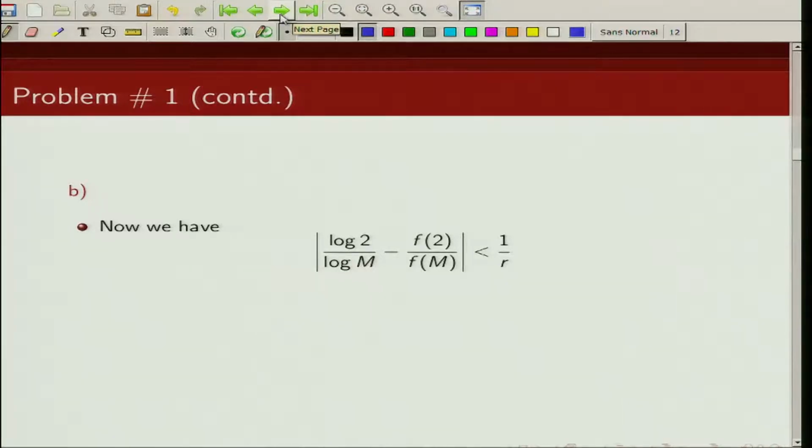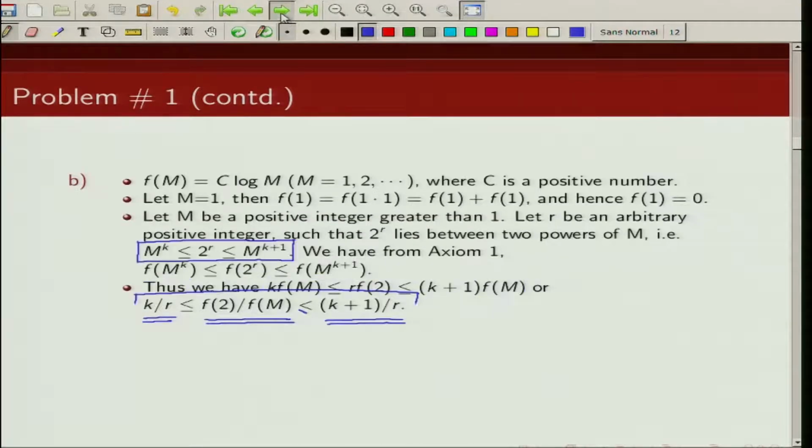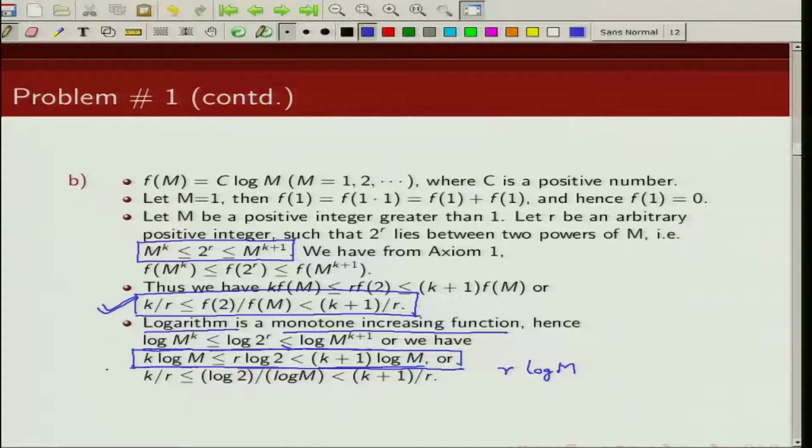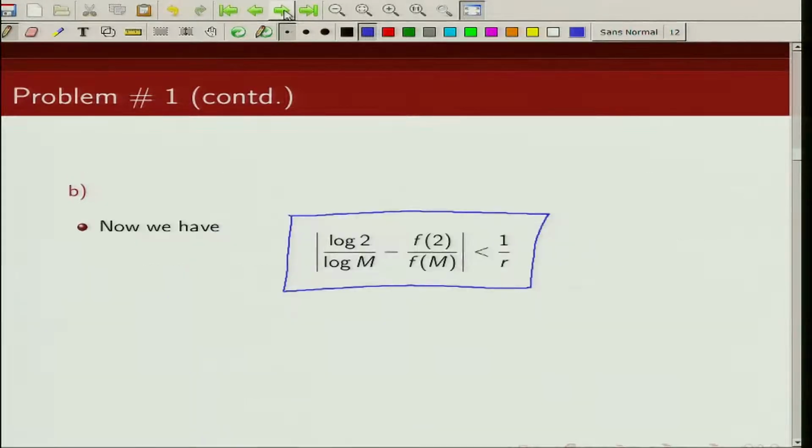So from these two I can write that the absolute difference between log 2/log m minus f(2)/f(m) must be less than 1/r. So this follows from this result and this result. Okay.